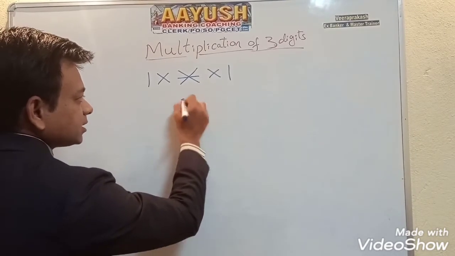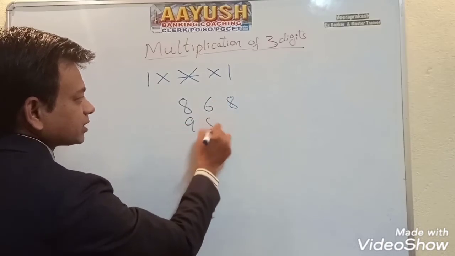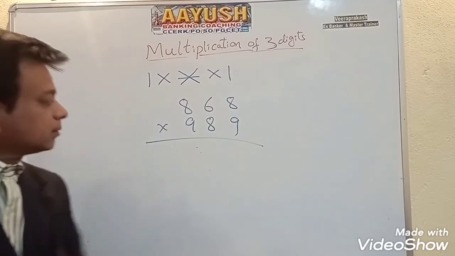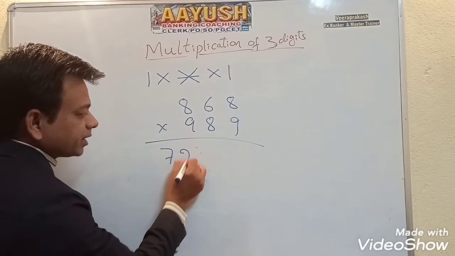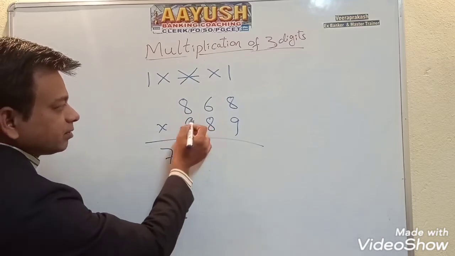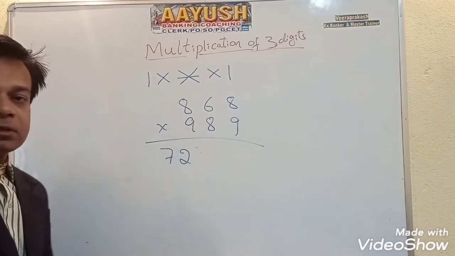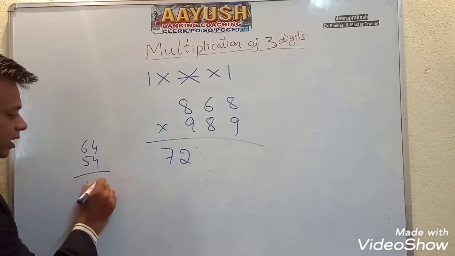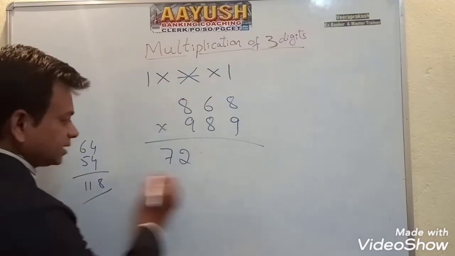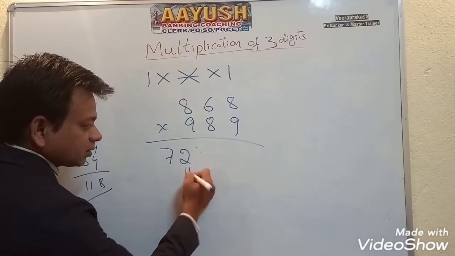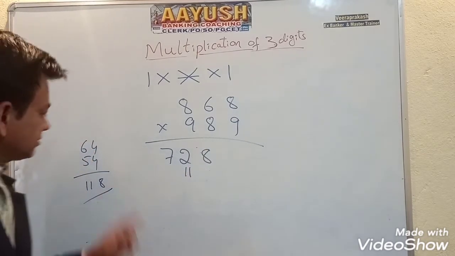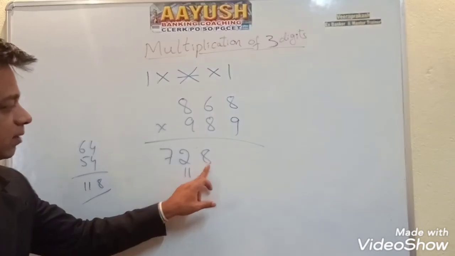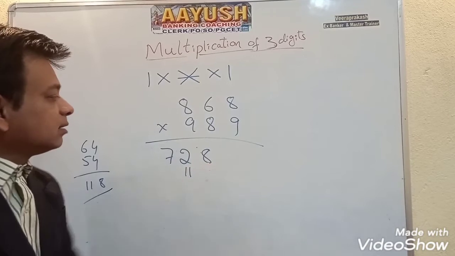So we have some more examples. Let's go for some big numbers: 868 into 989. 8 9s are 72, 8 8s are 64, and 9 6s are 54. So 64 plus 54 is 118. Take 11 as carry and 8 here. 118 should be kept as 11; you have to carry forward, and only the digit 8 should be written in the upper column.